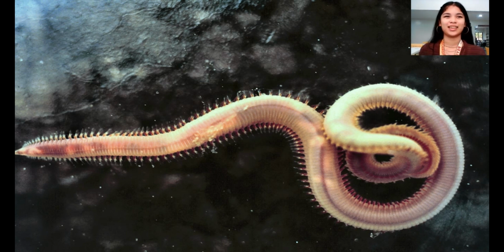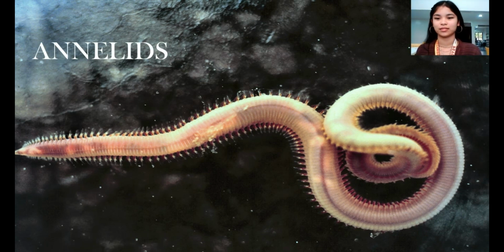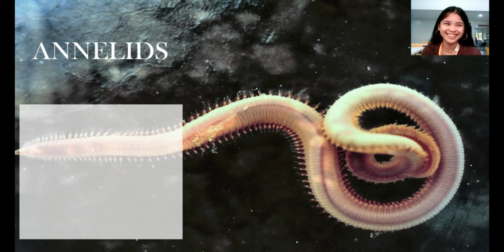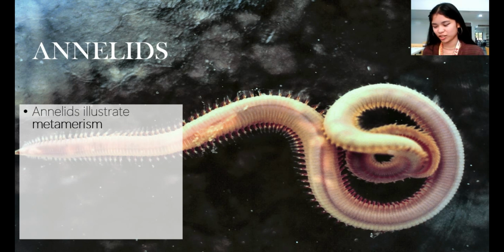So when we hear the word annelids, what comes first in your mind? Worms, worms. It's fine. Okay, so annelids illustrate metamerism. What do you mean by metamerism? Metamerism, or metameres, refers to segmentation.